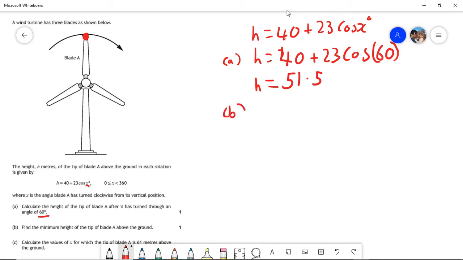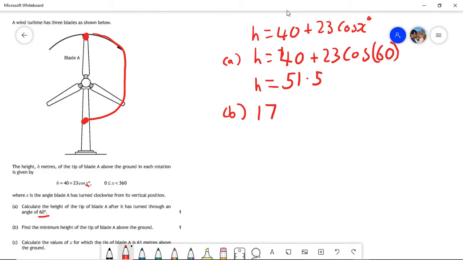Part B says, find the minimum height. So let's imagine this carries on going round. The minimum height is here. You've actually got a couple of ways to do this. You could say, well, actually, that's an angle of 180 degrees, and you could, in your calculator, type 40 plus 23 cos 180. Okay? And if you do that, you're going to get 17 as your answer.